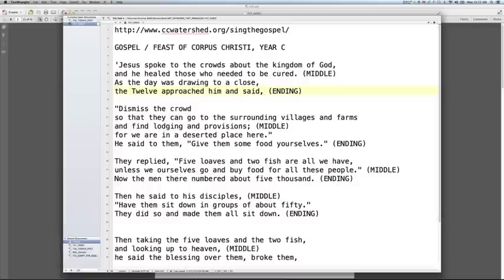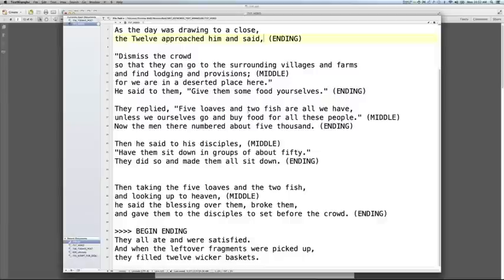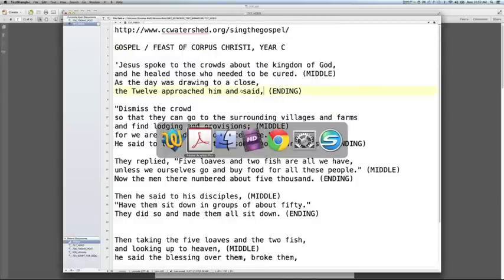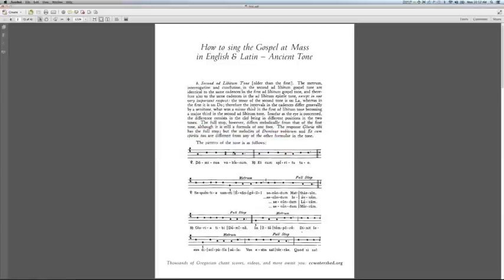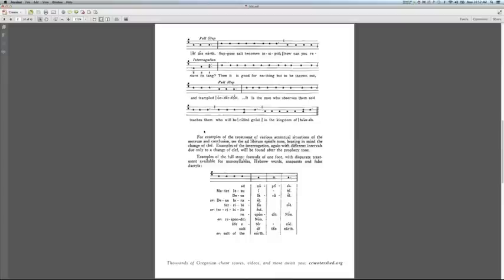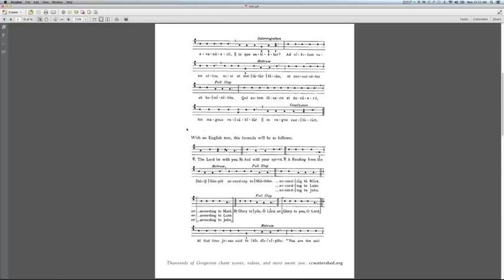So you'd start out. I can't remember at the moment which gospel it is for the Corpus Christi year C, but let's just use one of the ones they give you here in the example, which I've already told you several times you need to download. Let's just sing through it and see if I can do it. Let's see if I can do it without even practicing it, okay?